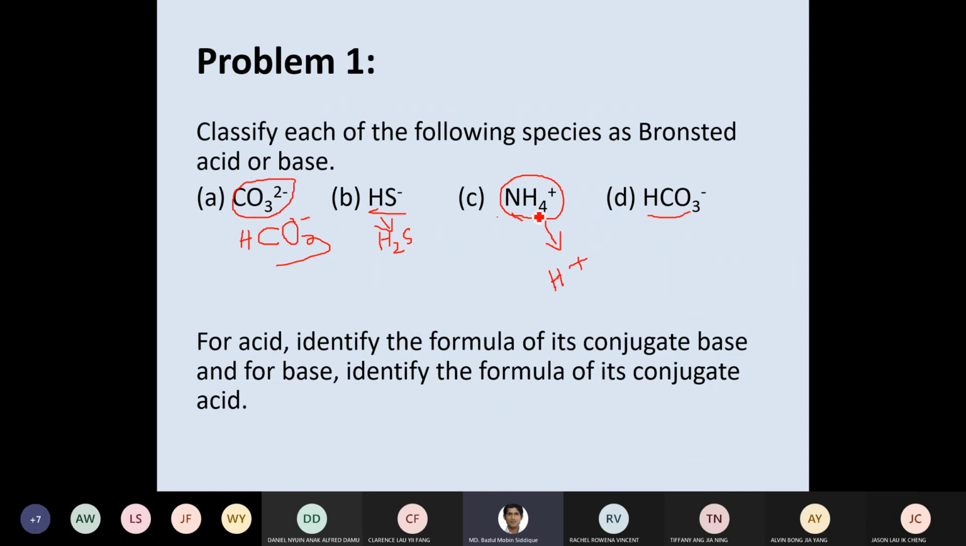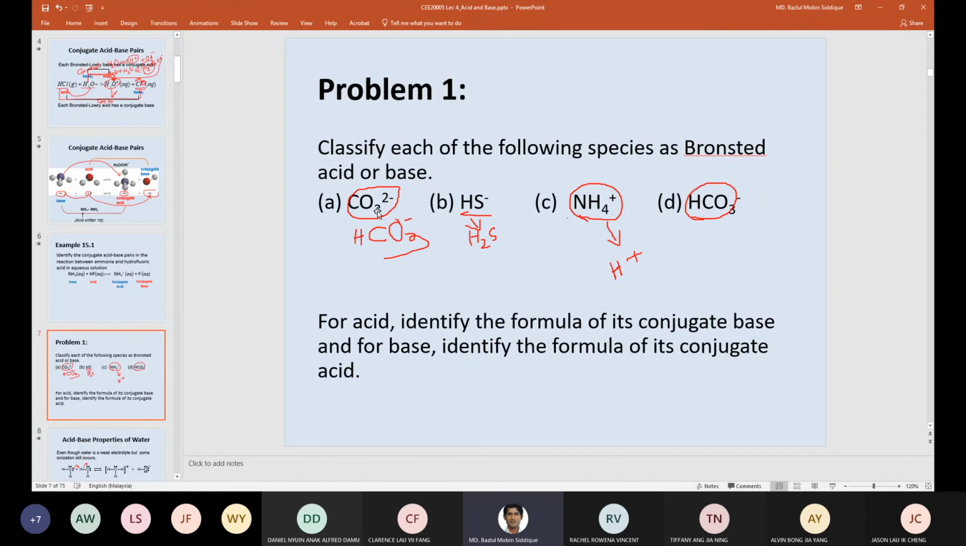For bicarbonate, what is this? What do you think it will be? Whether it's an acid or a base. How to go? Okay, it's almost time and nobody replied.